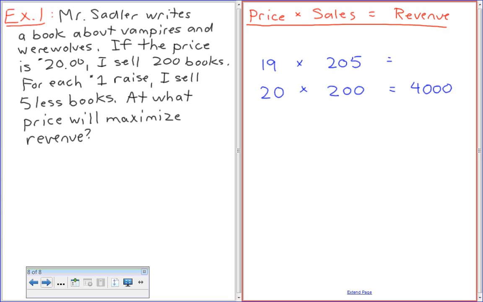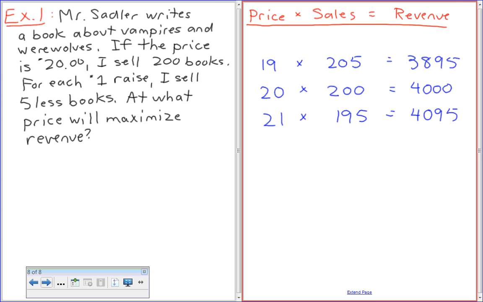If I raise the price to 21, how many books am I going to sell? 195, very good. So the idea for this is you're going up by 1, you're going to drop 5, and the same with the opposite: you drop 1, you're going to go up by 5 sales. Can somebody do 19 times 205, and just do the number, because that's getting big? 3895. And this one here too? 4,095.